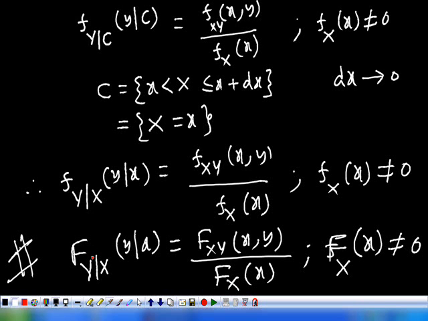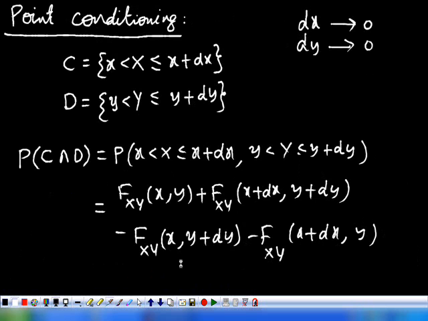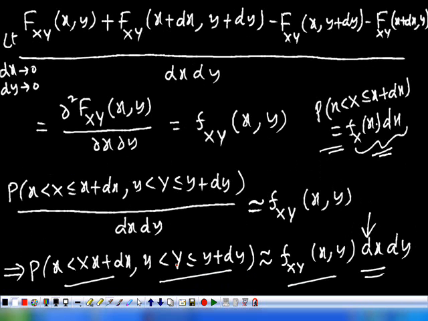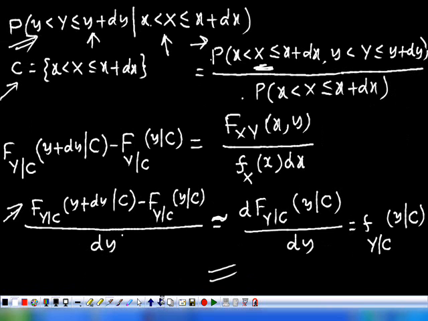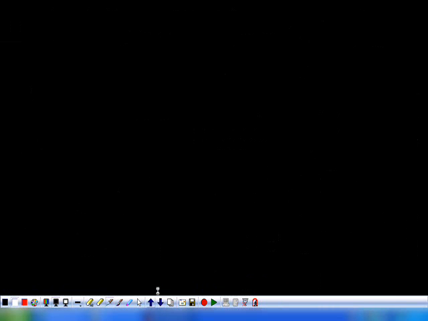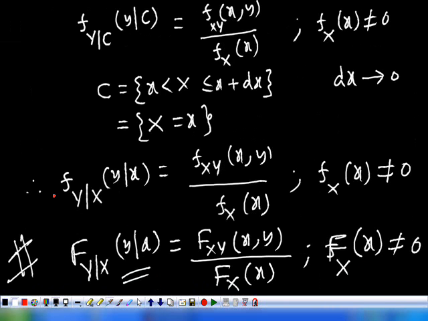Understood this? See, this relation is written directly from the definition. So that is, in point conditioning, we are finding the density or distribution of one random variable given the other random variable is taking a single value. So these derivations are very important. So these two relations are very important for us.